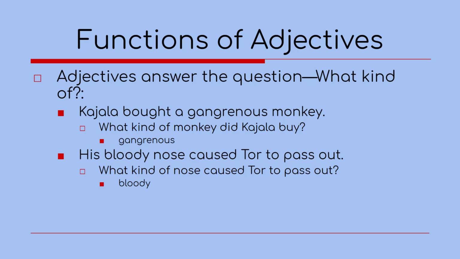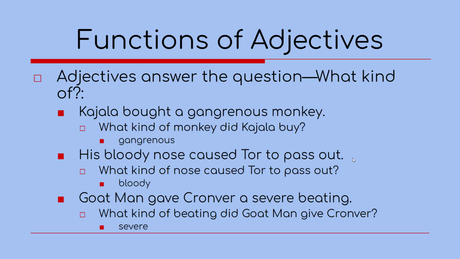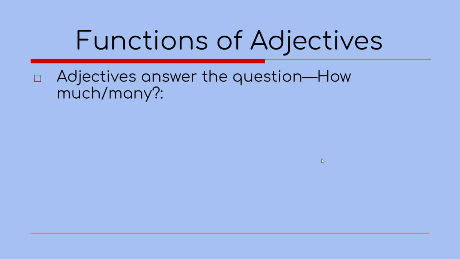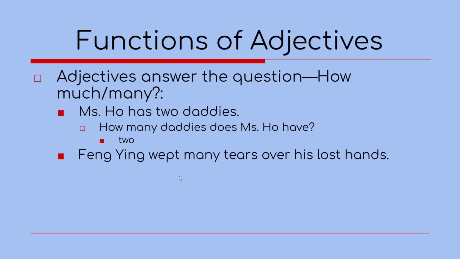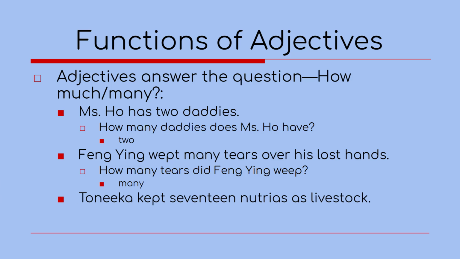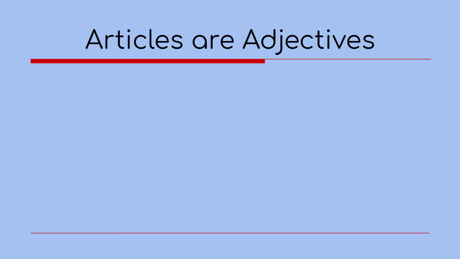All right. Now, look at these examples of sentences that answer how much or many. Ms. Ho has 2 daddies. How many daddies does Ms. Ho have? 2. Feng Ying wept many tears over his lost hands. How many tears did Feng Ying weep? Many. And Tonika kept 17 nutrias as livestock. How many nutrias did Tonika keep? 17.